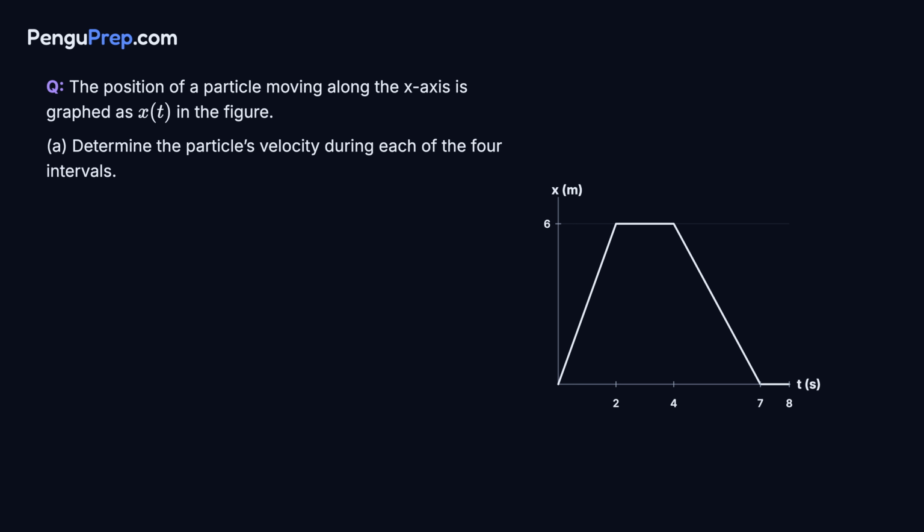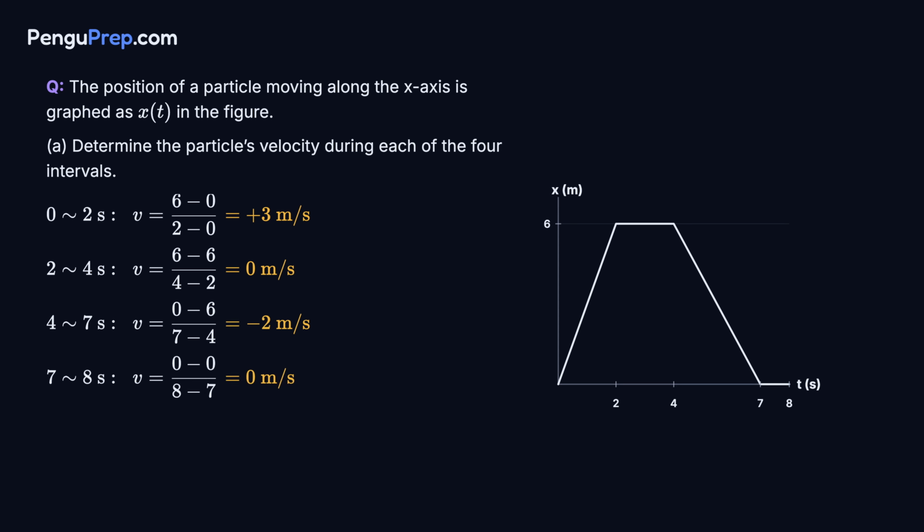Since this is a position time function, the velocity is going to be the slope of this graph. Since the slope is 3 from 0 to 3 seconds, the velocity is then going to be 3 meters per second. And for all the other intervals, we apply the same idea to get the velocities.